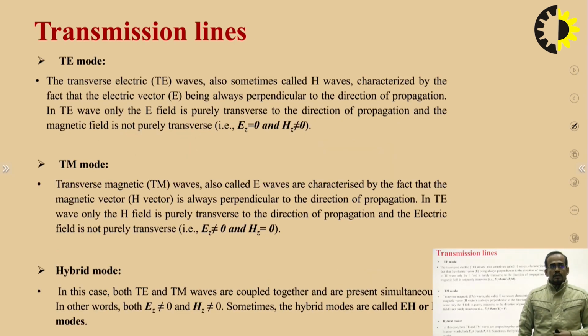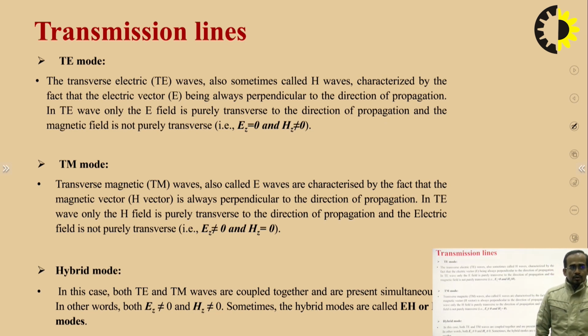So this has already been discussed. What are TE mode, TM mode and hybrid mode? TE mode is the transverse electric mode. Transverse electric waves are also called H waves, and these are characterized by the fact that the electric vector is always perpendicular to the direction of propagation. In TE wave, only the electric field is purely transverse to the direction of propagation and the magnetic field is not purely transverse in nature.